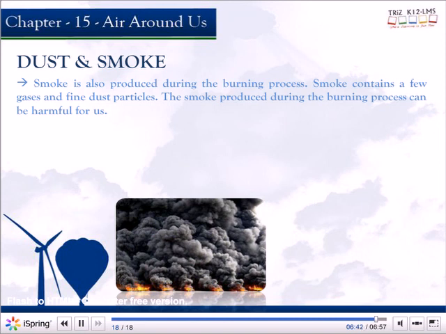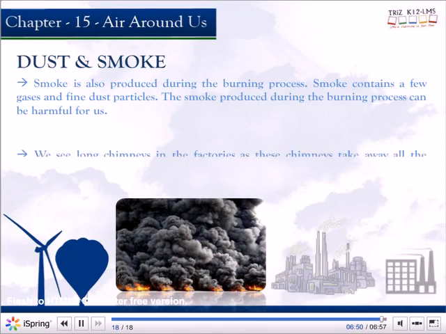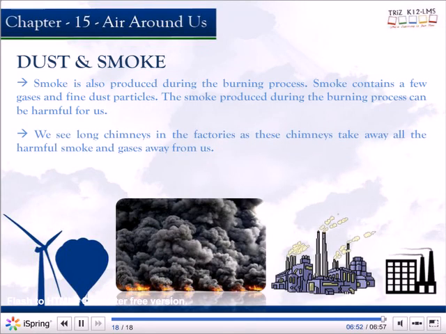Smoke contains a few gases and fine dust particles. The smoke produced during the burning process can be harmful for us. We see long chimneys in the factories as these chimneys take away all the harmful smoke and gases away from us.